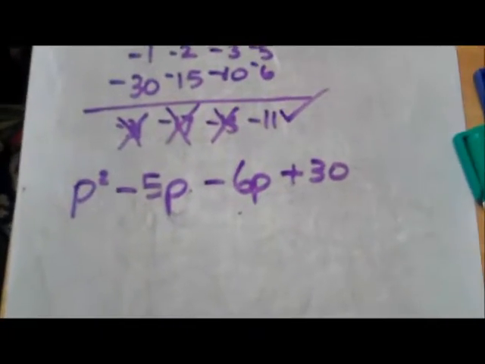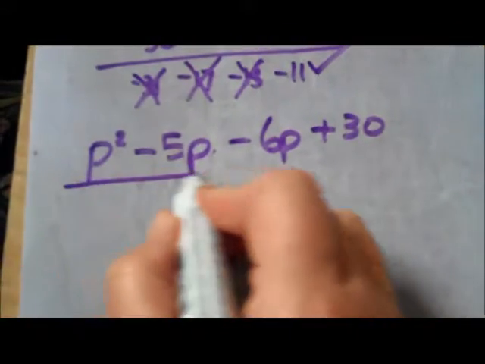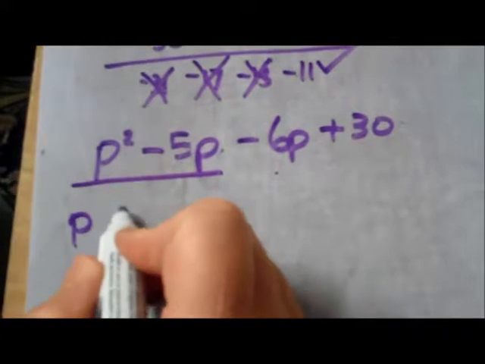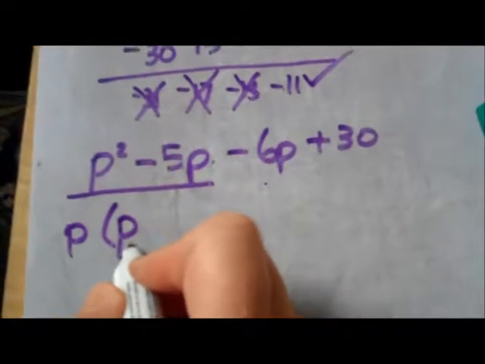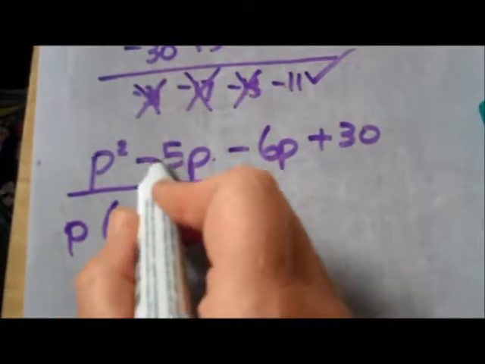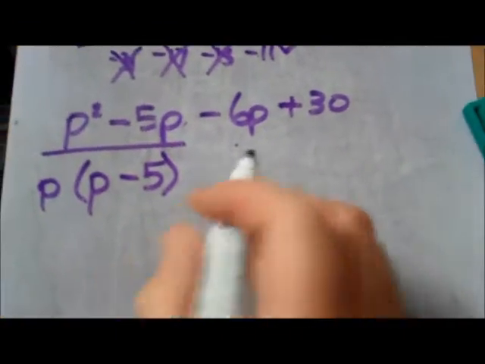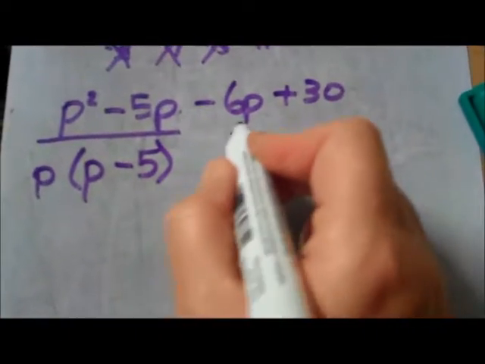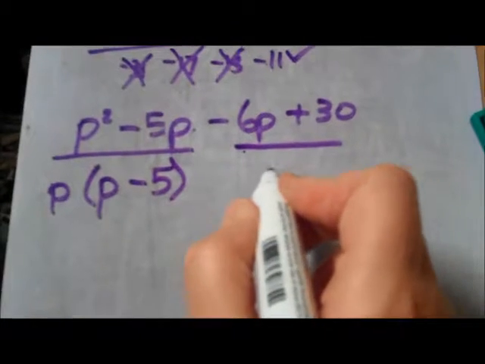Now you're going to do exactly what you did in the previous exercise. So what's the common factor in this first lot? P. P times what gives me p squared? Has to be p. P times what gives me minus 5p? Has to be minus 5. That means I know that the next bracket here has to be this same factor, p minus 5.